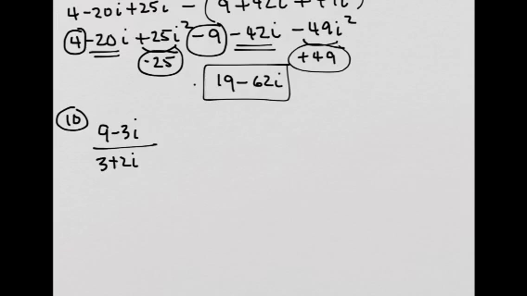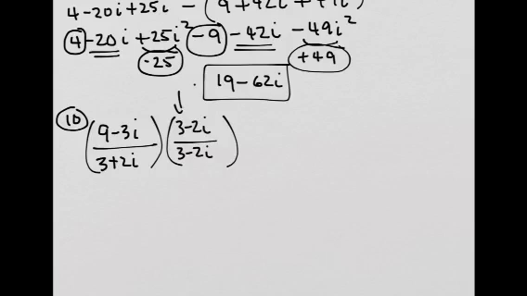That's it. So when you divide, you multiply by the conjugate of the denominator. So the conjugate of the denominator would be 3 minus 2i. And this fraction here has to equal 1. Okay? That's why it's the same top and bottom. Distributive property, 27 minus 18i minus 9i plus 6i squared.